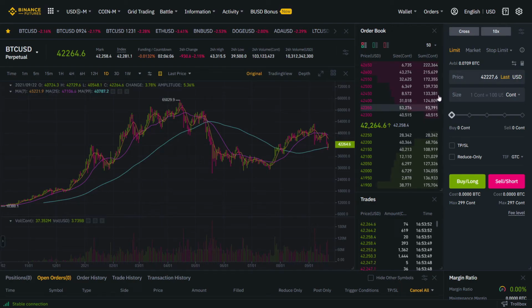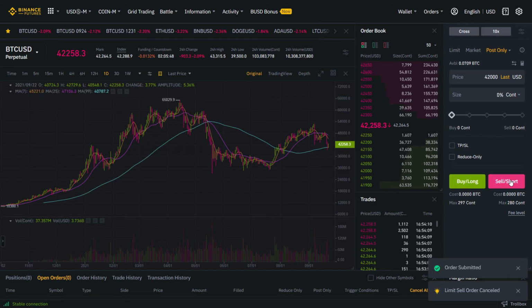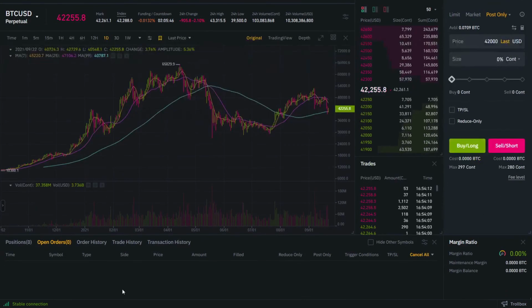To guarantee that your orders won't get filled immediately and pay a higher fee, select Post Only. This way you can safely avoid triggering a taker order by mistake. Of course, during times of high volatility, sometimes it can be preferable to make use of taker orders so that you can trade your position immediately.